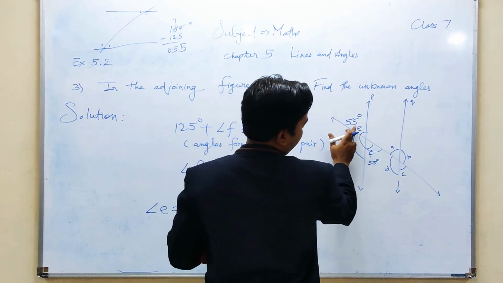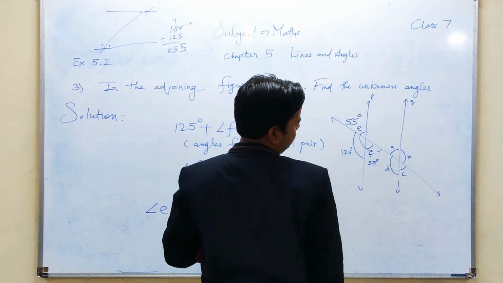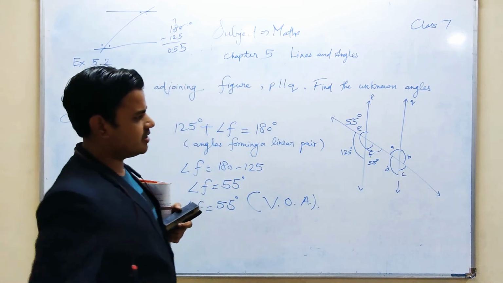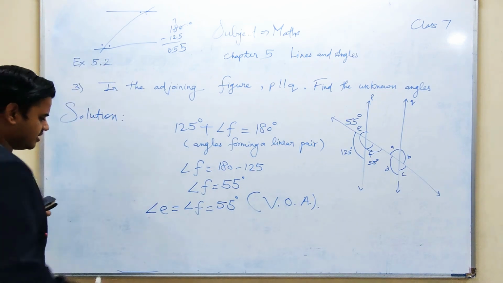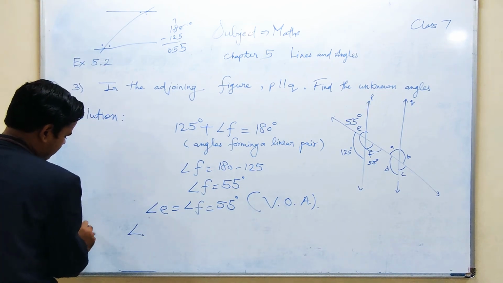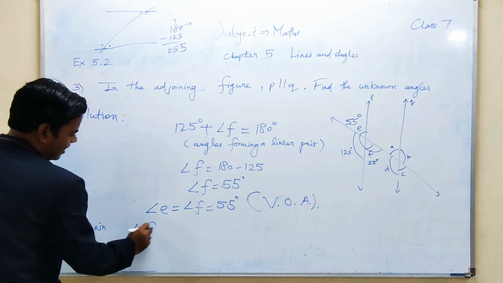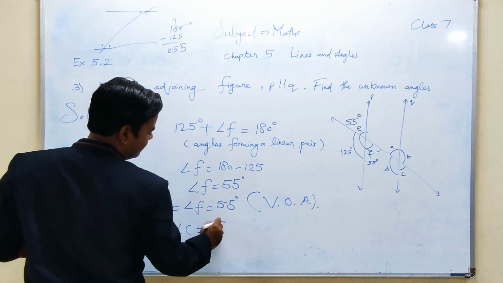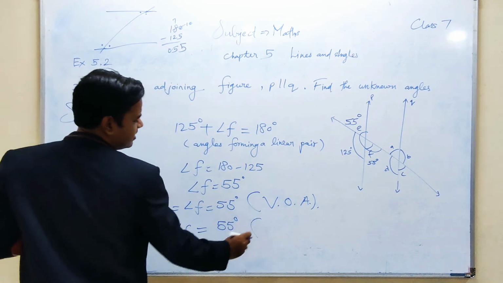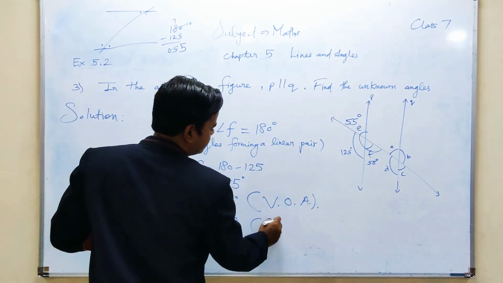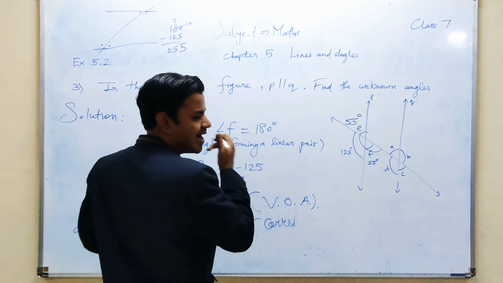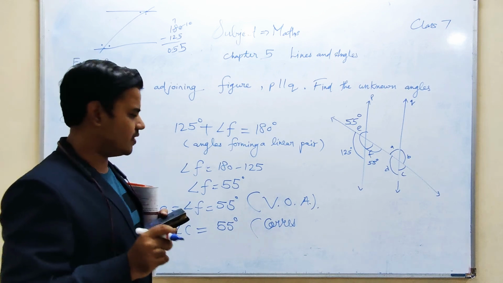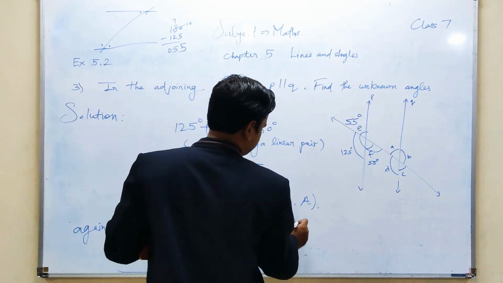Next, what we can write, angle E is equal to angle A. These are corresponding angles, or angle F is equal to angle C. So we will take angle F is equal to angle C. That is equal to 55 degree again. So the reason we will write is corresponding angles. If two lines are parallel, then the corresponding angles created by the transversal are equal. So corresponding angles.